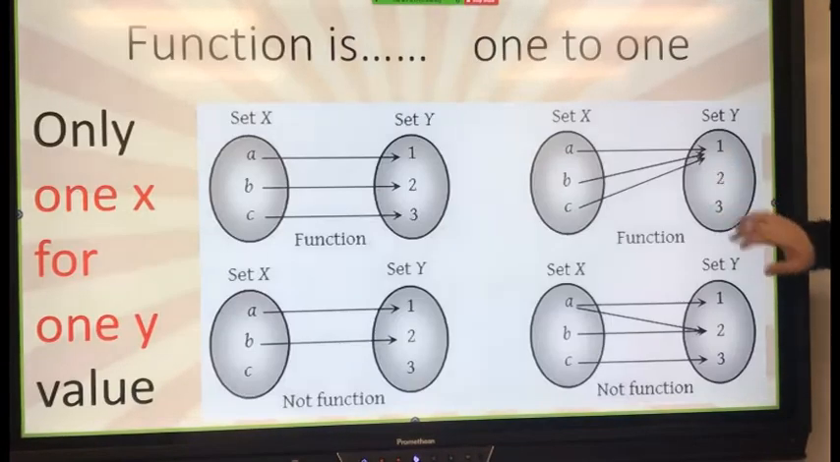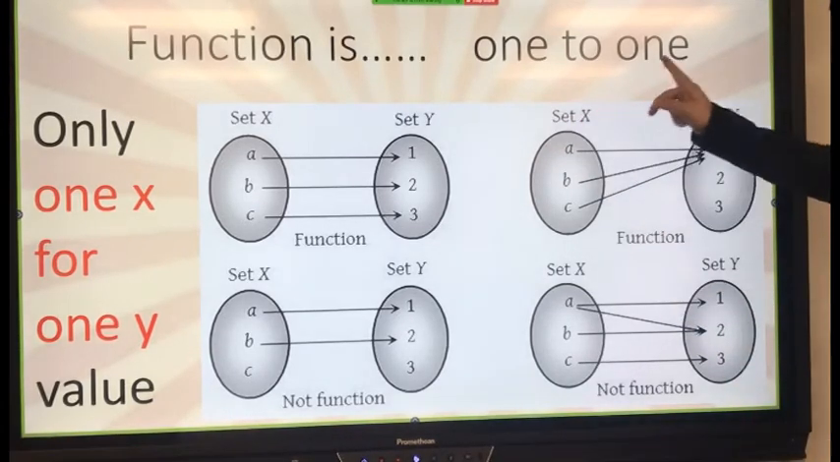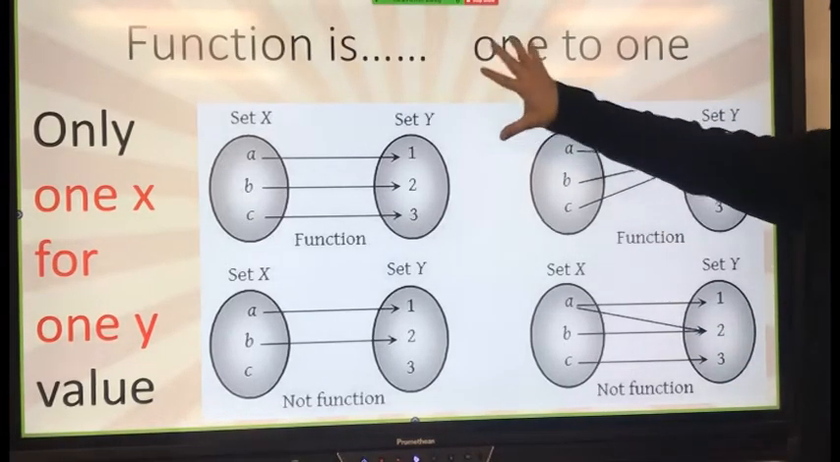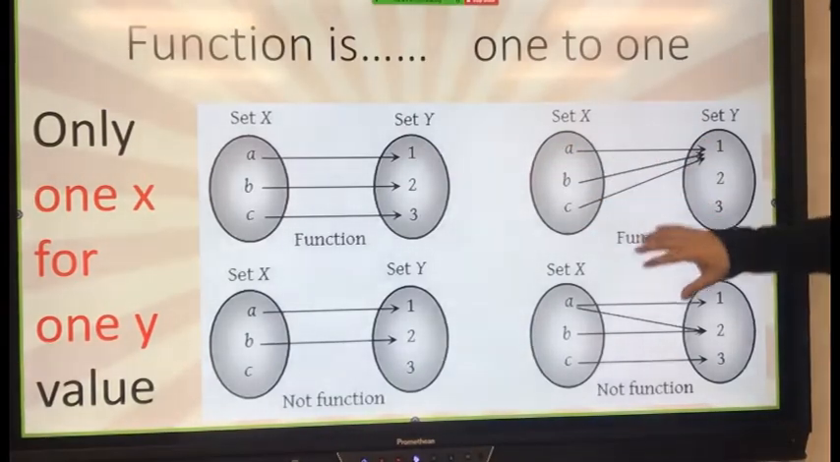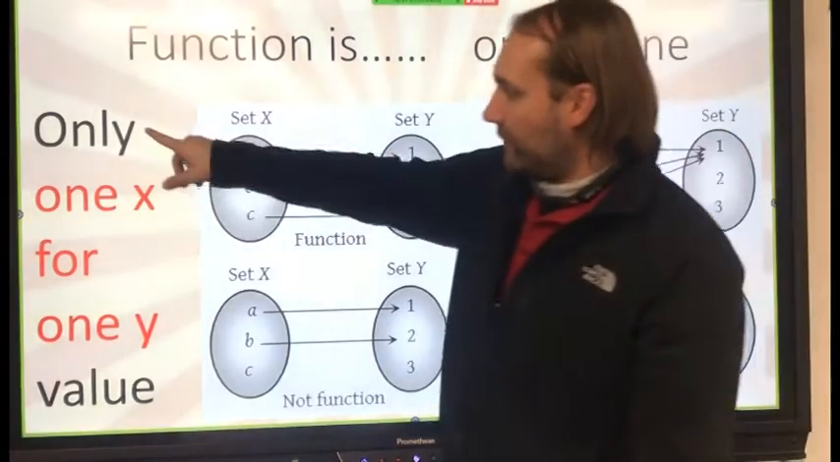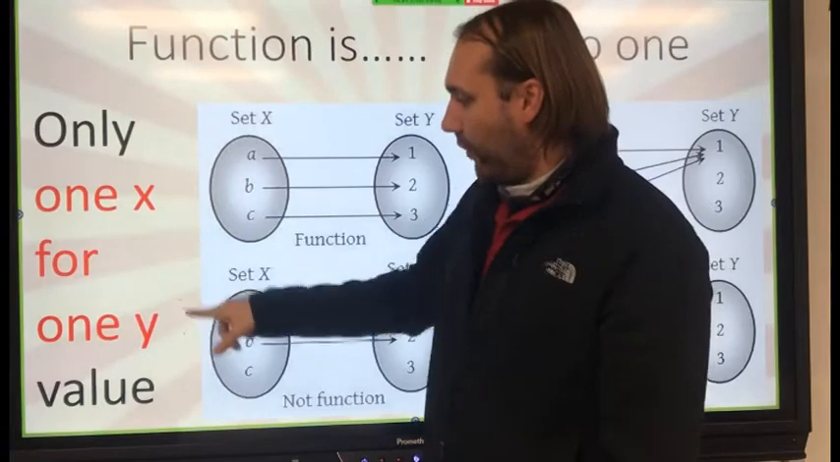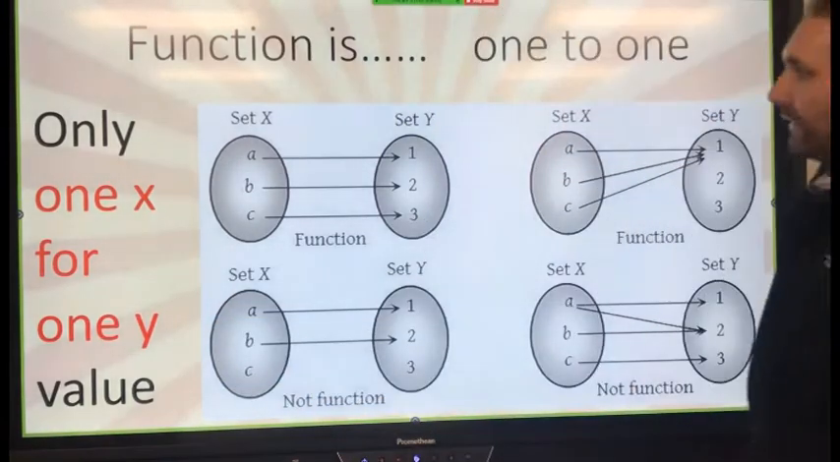For today, we're just going to focus on what is a function and what is not a function. A function has to be one-to-one. This is its main difference between function and equation. For a function, there should only be one x for one y value. Oh yeah, I remember this.